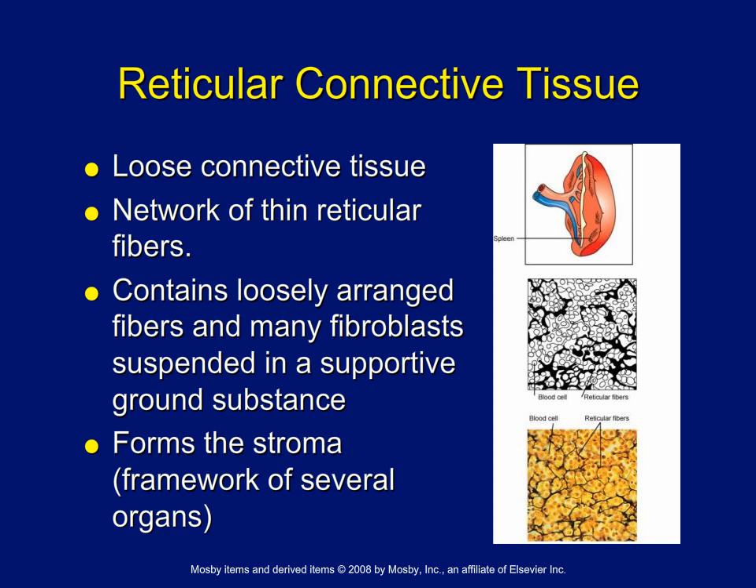And so this mesh network helps with that filtration process, but also sitting in the mesh network, we have lots of white blood cells that are basically sitting there as sentinels watching for any type of pathogenic material that might come through. And so we'll talk more about reticular tissue next semester when we talk about the lymphatic and circulatory systems.